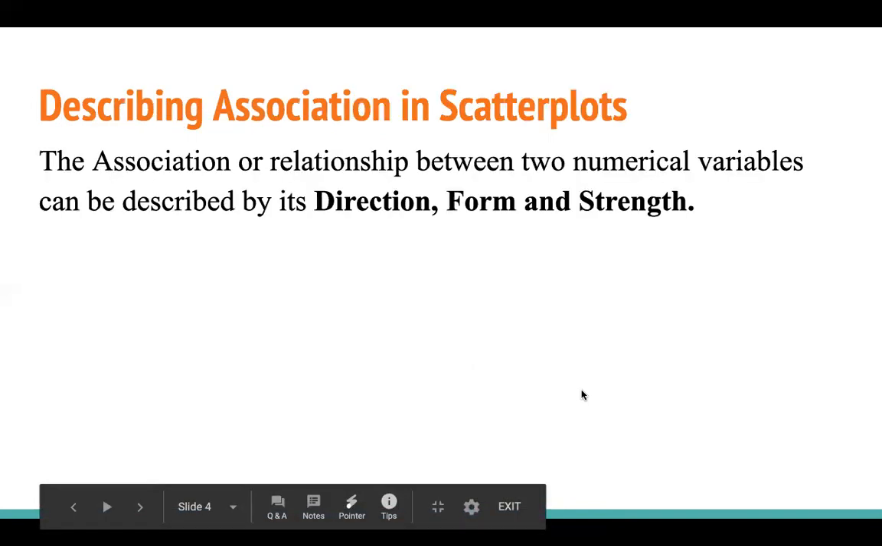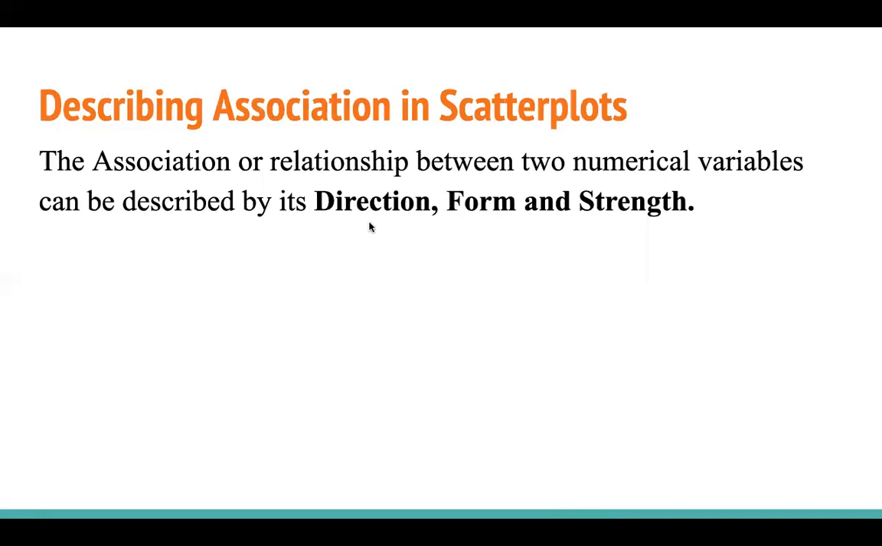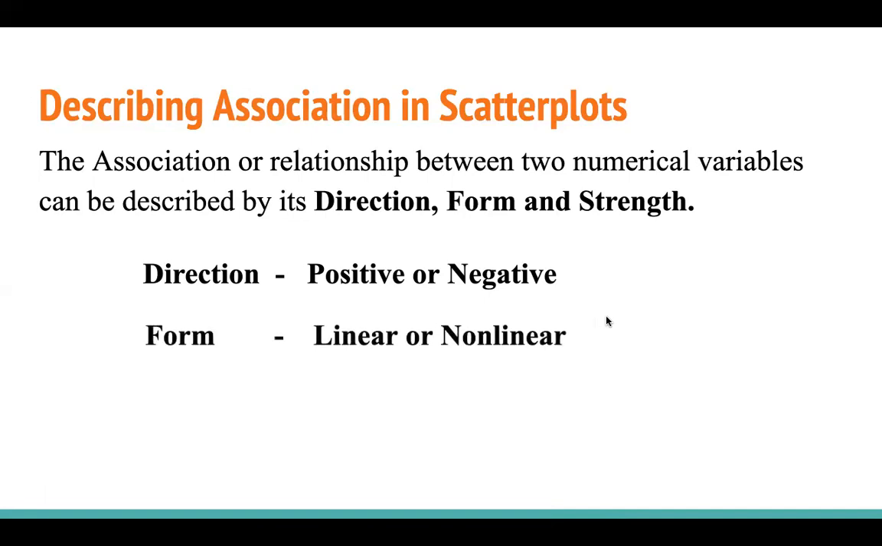Describing an association, there are three things we're going to describe. We're going to describe direction, form, and then strength. Direction is either positive or negative. Form is either linear or nonlinear. Strength is either strong, moderate, or weak.